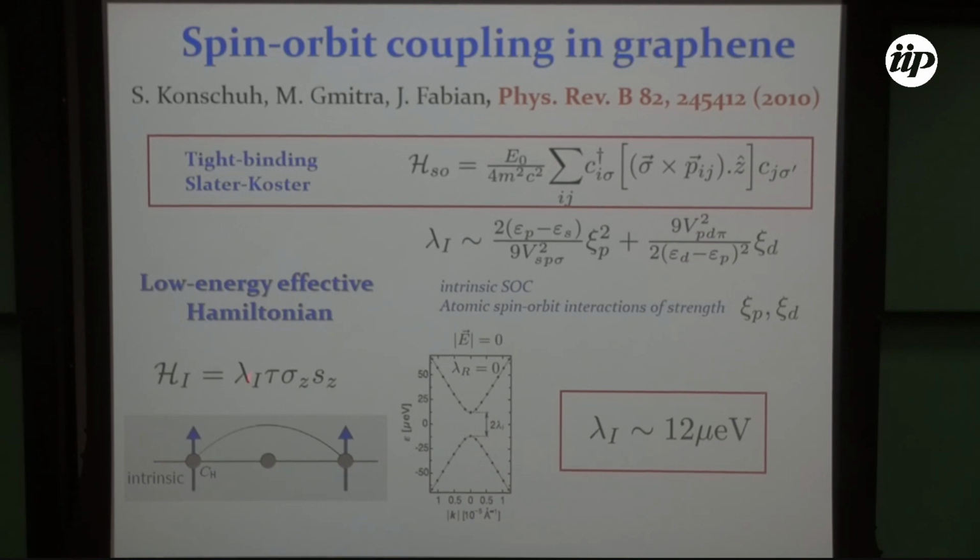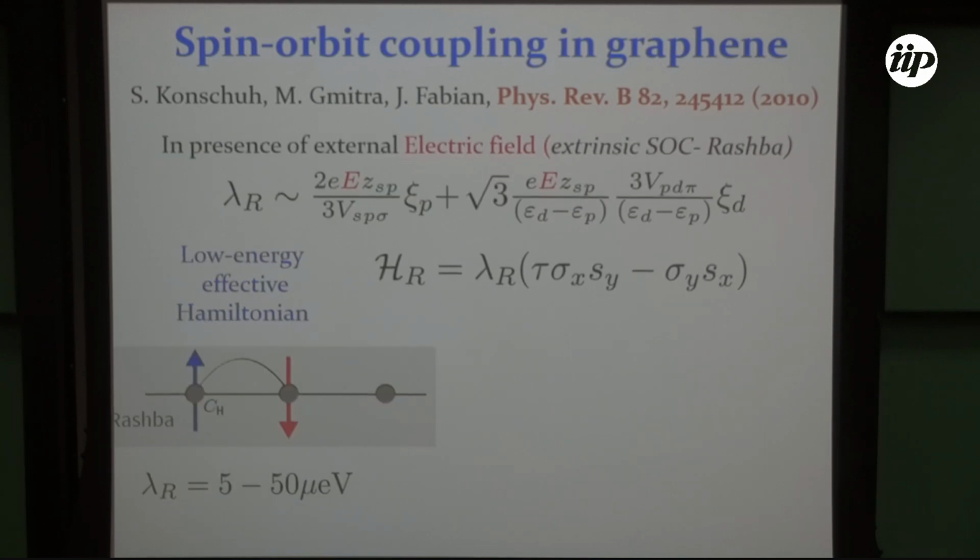You can come out with a simplified low energy effective Hamiltonian, which actually tells you that this interaction is promoting a spin-conserving hopping process between your electrons at second nearest neighbor scale, and it's opening a gap in your graphene structure. A gap which is small and very difficult to observe experimentally, on the scale of about 20 microelectron volts.